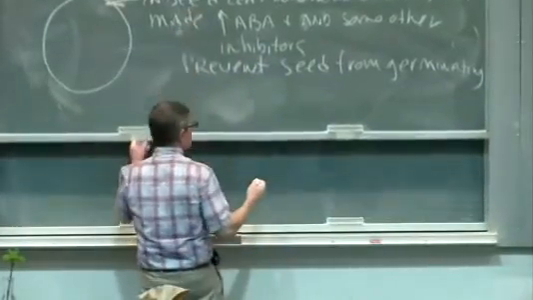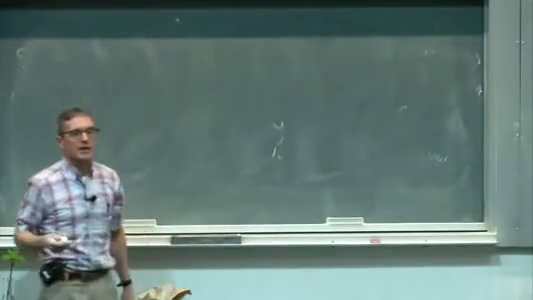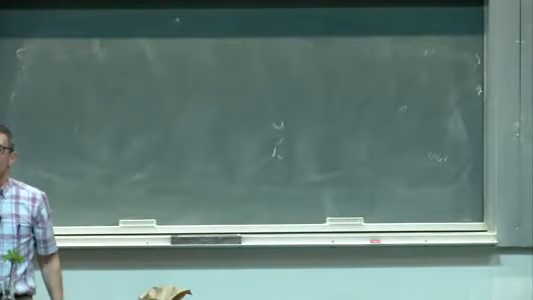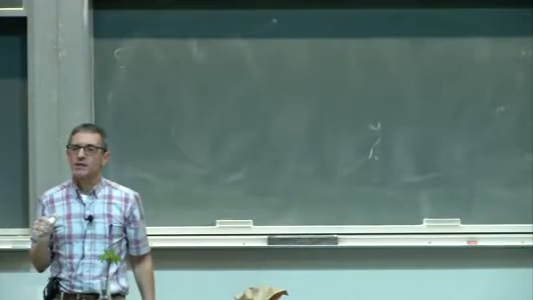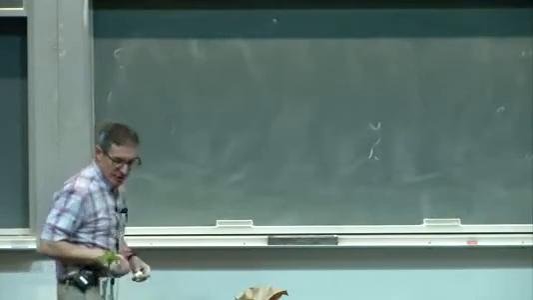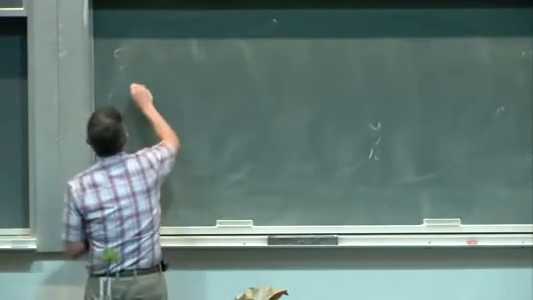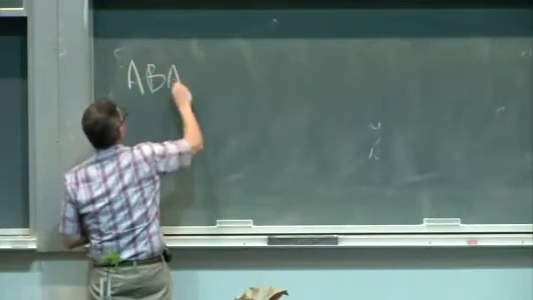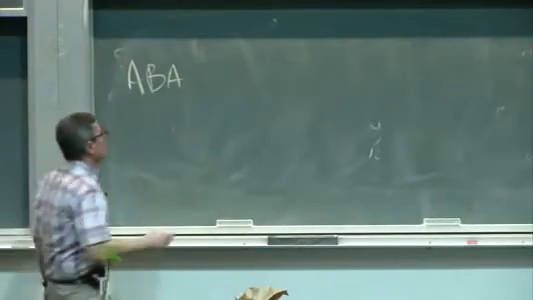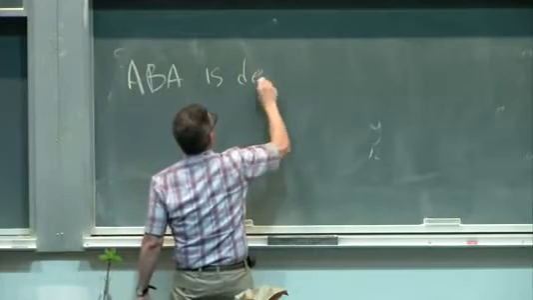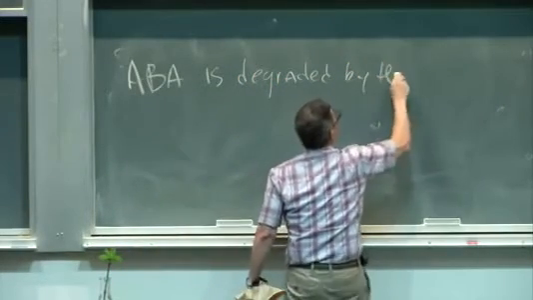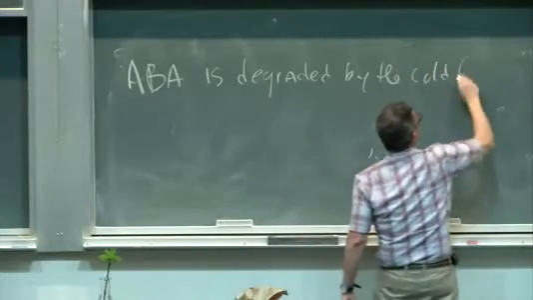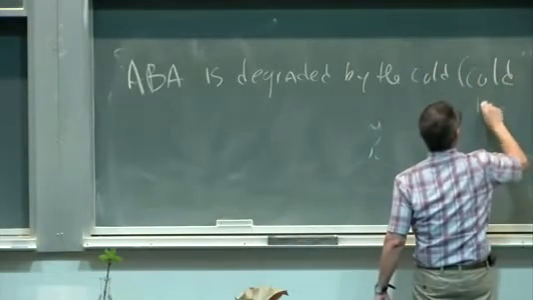And now, this is the really interesting aspect of it. How does the seed know when it's time to germinate? It's got that ABA and the other inhibitors in the seed coat. How does the seed know when to germinate? And the answer is that ABA and the other inhibitors, but I'll just write ABA, ABA is degraded by the cold. That it is cold labile.